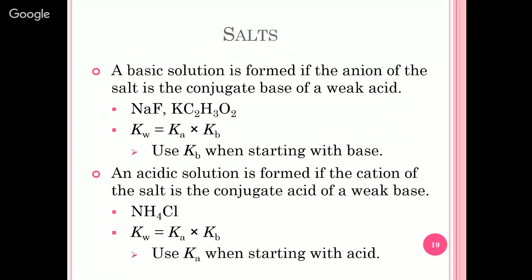So, as I mentioned earlier, you use Ka when you're starting with an acid. This is always true. Kas are for acids, Kbs are for bases. So if you're setting up an equilibrium reaction, you have to make sure you know what you're starting with. Is it an acid or is it a base?